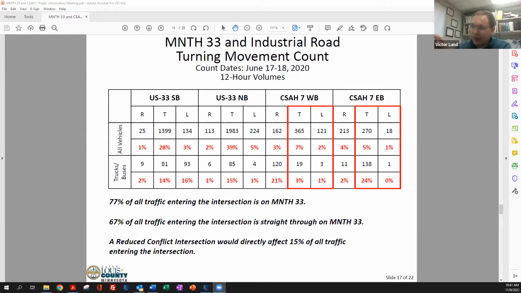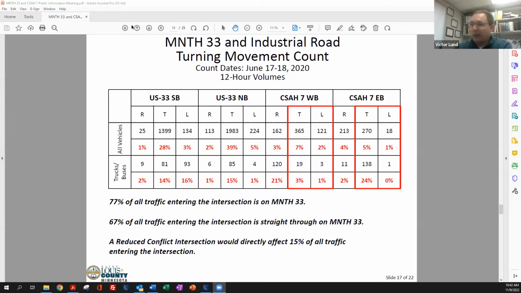So the first thing you're looking at on the screen is this table showing the percentage of traffic that's entering a typical rural expressway intersection. In this case, it was the intersection of Trunk Highway 33 and County State Aid Highway 7. But that bottom point on that slide, I think, is really telling. In this case, 15% of all the traffic that was entering the intersection would be affected by the J-turn. That means 85% of the traffic is not affected.